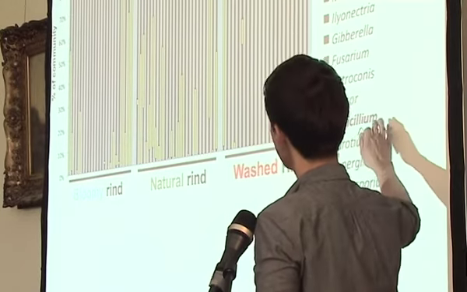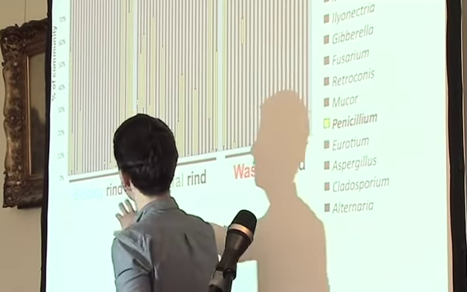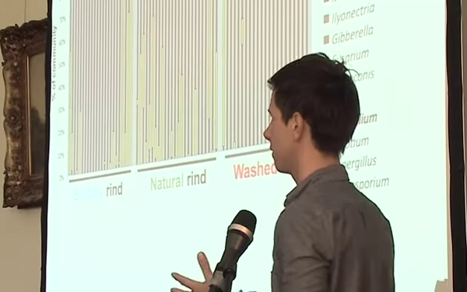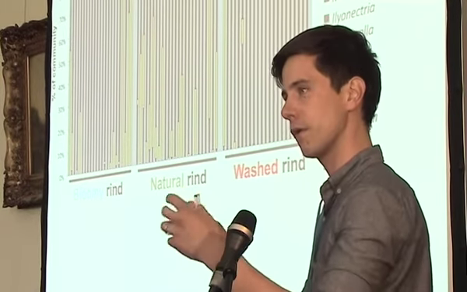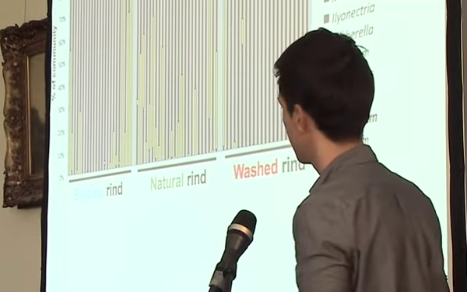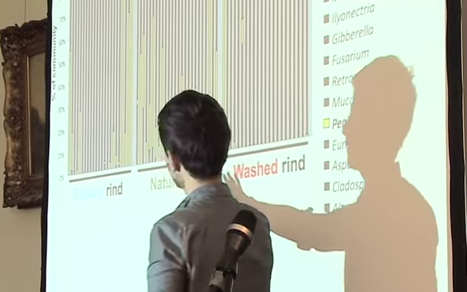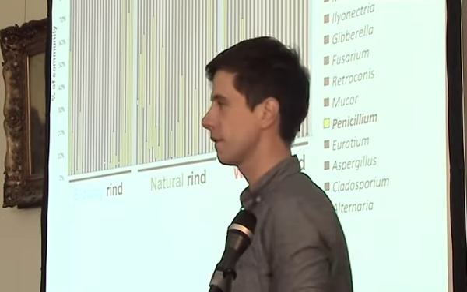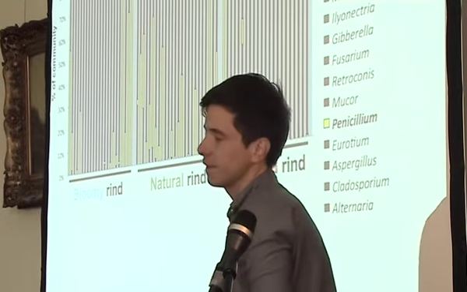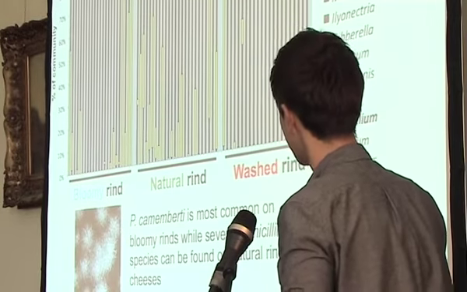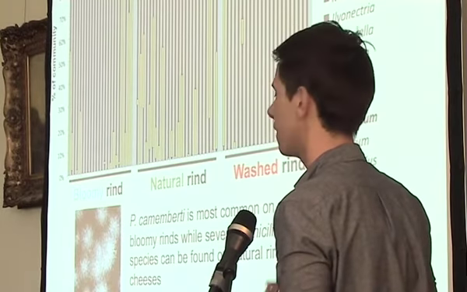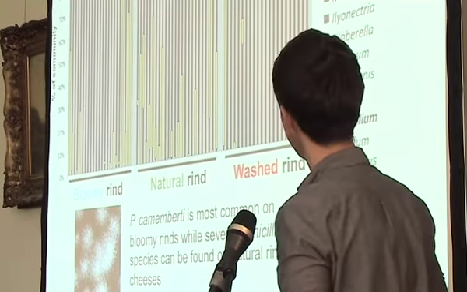Looking now at just Penicillium, we do see Penicillium in the bloomy rind cheeses, not as abundant as Geotrichum. Part of that could be our methods. Penicillium actually has a lot less DNA per cell than Geotrichum, so we may pick up more Geotrichum simply because of the amount of DNA it has. We also see various species of Penicillium on the natural rinds, not surprisingly. Some of those are blue cheeses, so we get Penicillium roqueforti. We see a few blips, but very rarely do we see Penicillium on the washed rinds, which makes a lot of sense. Not surprisingly, Camemberti is the most abundant on the bloomy rinds, and we see a bunch of different Penicillium species on the natural rinds.